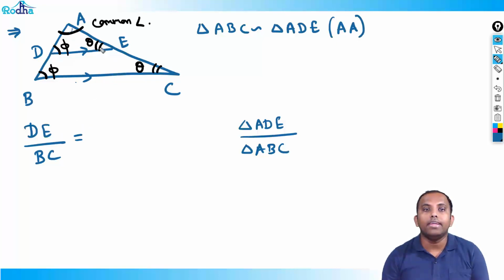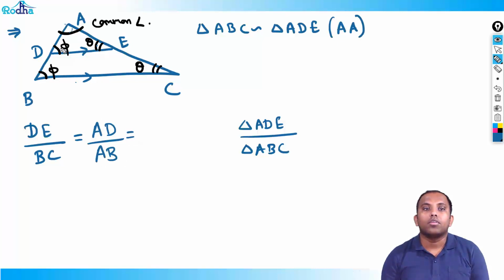Now come to triangle ADE. In triangle ADE, you pick theta, right? Suppose the next angle you pick is theta in both the triangles. So in triangle ADE, since we are writing it in the numerator, theta opposite is AD. Okay? And in triangle ABC, theta opposite is what? AB. So AD upon AB.